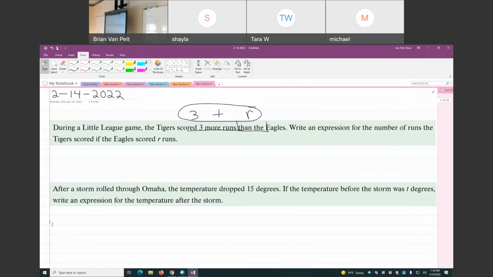What should drop indicate to you mathematically? Subtraction. So that means we subtract 15 degrees. So what would this expression look like if it was t before? What is it now? T minus 15. Do you understand? T minus 15. That's all. We're not looking for any answers right now. All we're looking for is a type question. So we have t minus 15.